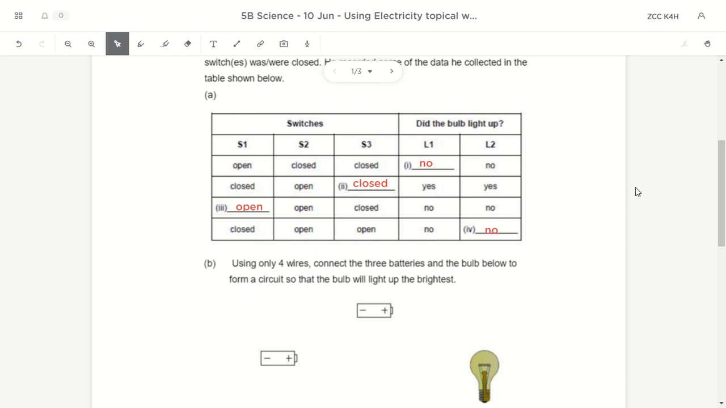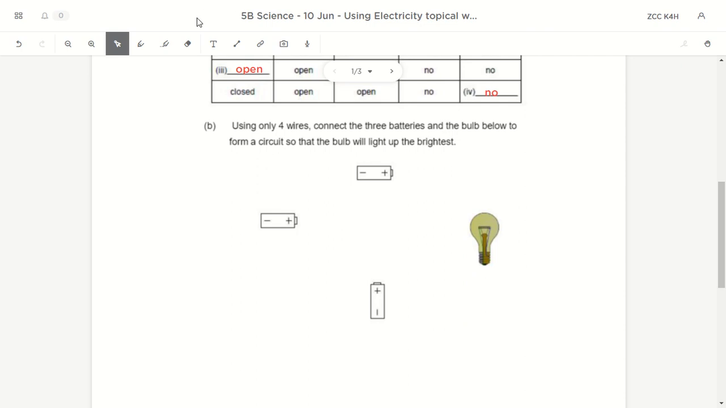Okay, so the next part is you want to make use of only 4 wires. You want to connect the 3 batteries and the bulb together to form a circuit that the bulb will light up the brightest. So now you're going to think about it. How do you make the bulb the brightest? Okay, what have we learned? We got 3 batteries. Do we want to arrange them in series or parallel?